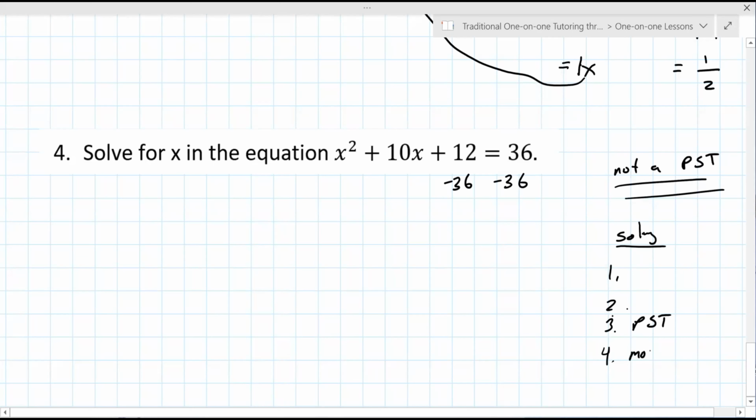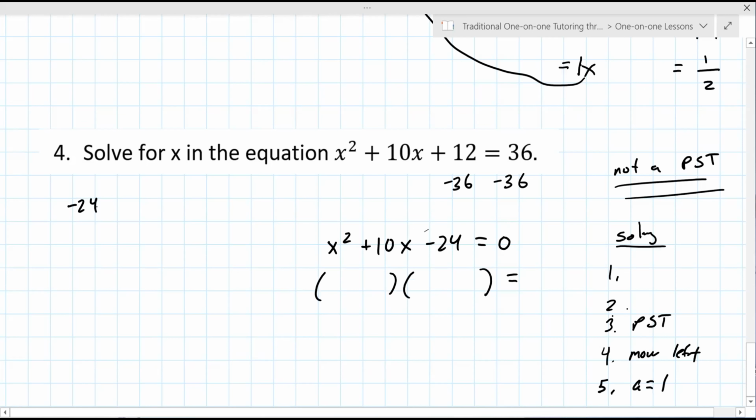So move left. So that gives you x squared plus 10x minus 24 equals 0. And this is called factoring a equals 1. Oh yeah, I've seen that. Okay. So we're looking for two numbers that multiply to negative 24. But they have to add up to positive 10. So for example, it could be negative 1 and 24, or 1 and negative 24, but those do not add up to positive 10. No.